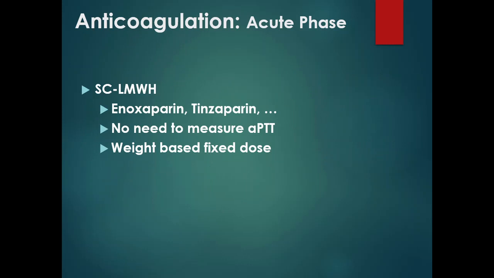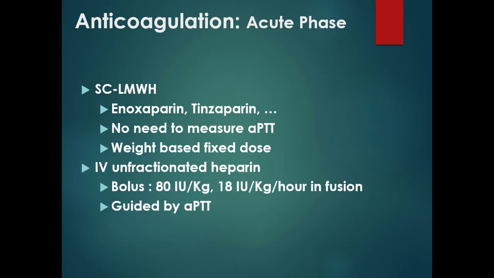In the acute phase of the event, when the patient is diagnosed, we usually give subcutaneous low molecular weight heparin, enoxaparin or tinzaparin or whatever is available. That's what we have, at least in Jordan. And these don't need to be measured with a PTT or PT to follow them. These are weight-based fixed doses. For example, enoxaparin is 1 milligram per kg twice daily, given up to a certain weight of the patient. And they are effective within 30 minutes of administration.